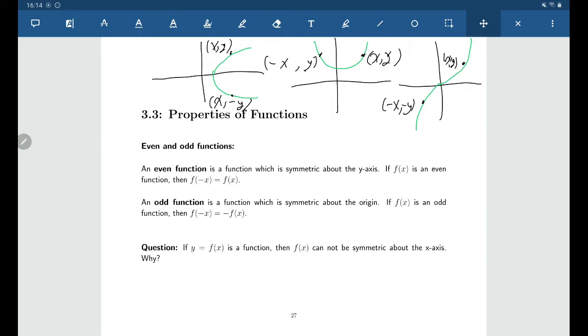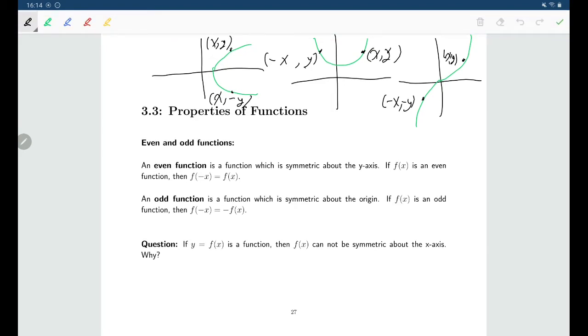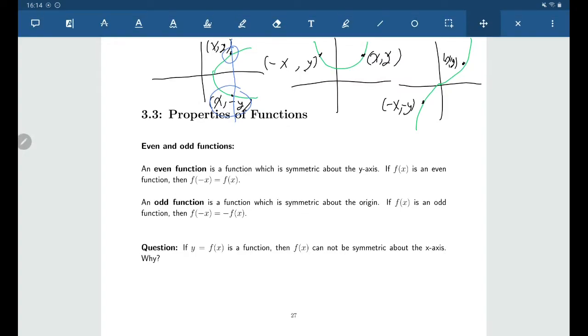Now, when we're talking about functions, one of these symmetries would not be possible. You can see right away that the first kind that I have here, the symmetry about the x-axis, would not be possible. And the reason it wouldn't be is if you were symmetric around the x-axis, then that means if you had the point x, y, you would also have the point x, negative y, which means you would fail the vertical line test. And so that means that that would be something that's not a function. So that's our answer for why any function can't be symmetric around the x-axis.